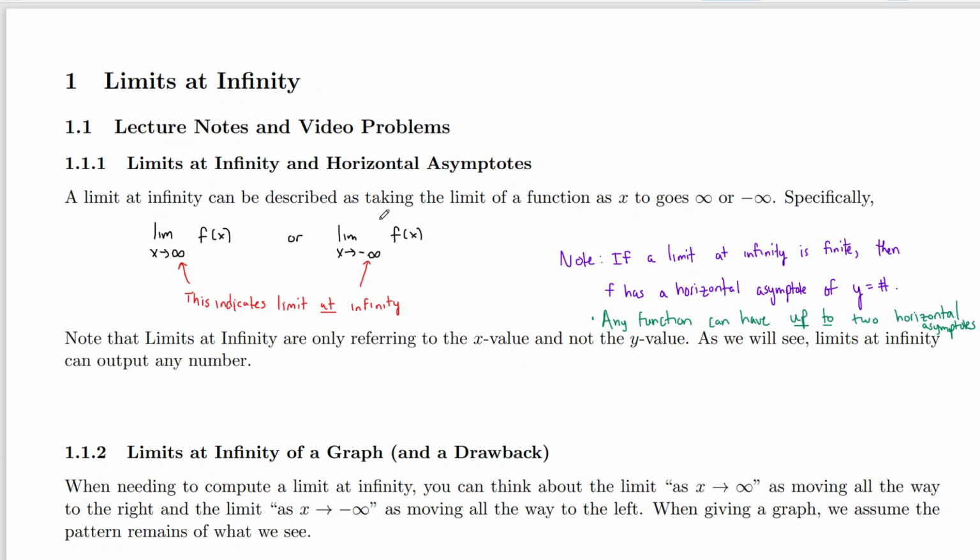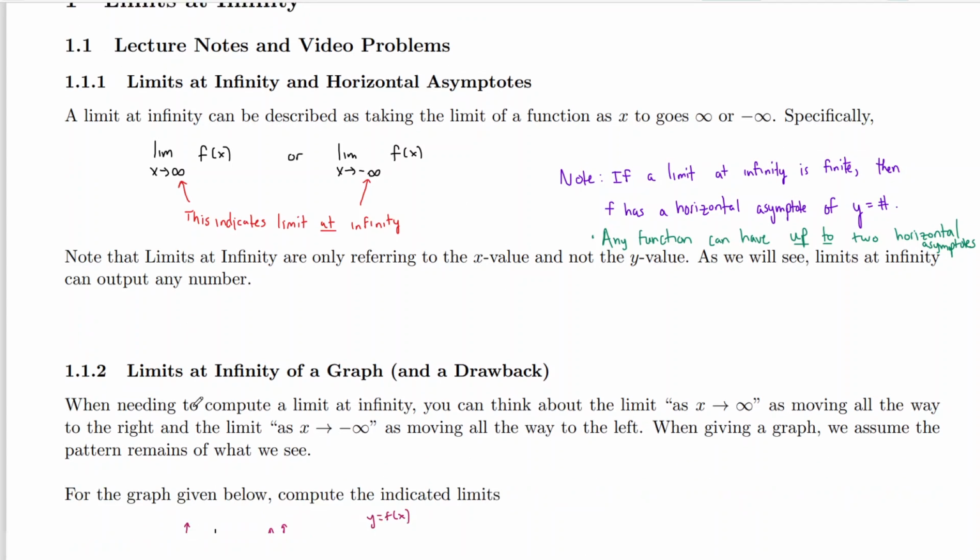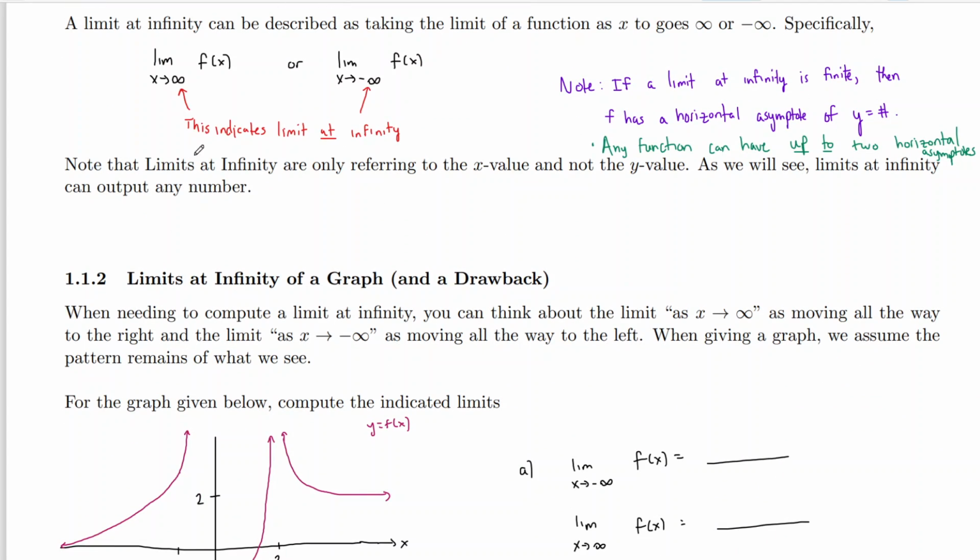And because each one of these can give you a number, you can have up to 2 horizontal asymptotes. So we'll see that as we go through the section, but that's one of the main points of emphasis, knowing if you have a horizontal asymptote or not. Now, this is pretty much what I just said, that the limits at infinity are only referring to the x value and have nothing to do with the y value.